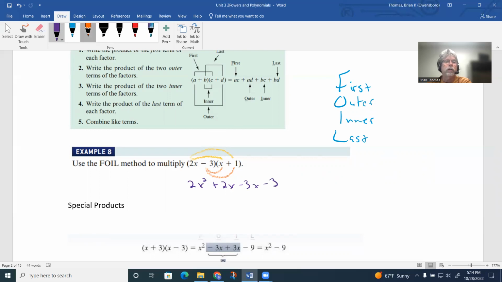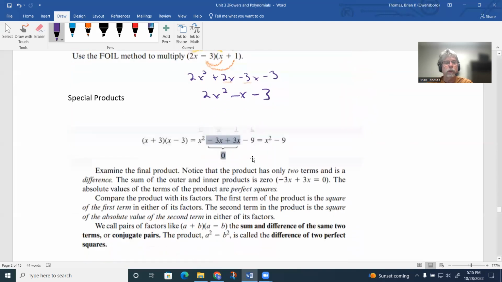And then typically, your two middle terms usually are going to be alike a lot of times. So we end up with the 2x squared, and then that's going to be a -x minus 3. That would be considered what we call FOIL to do it. Now, FOIL only works if you have a binomial times a binomial. It doesn't work if you have a binomial times a trinomial or a trinomial times a trinomial. It only works for a two-termed by two-termed. So keep that in mind.